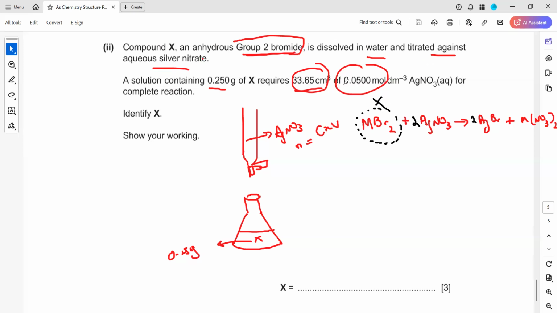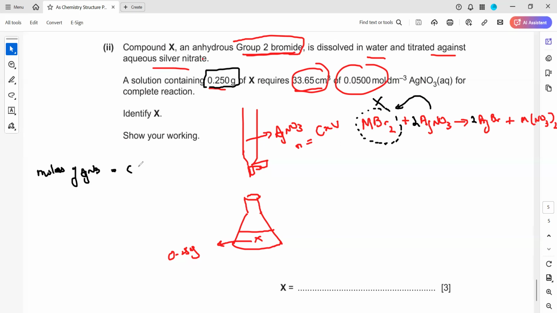Using the concentration and the volume, first we'll find the moles of silver nitrate. After getting the moles of silver nitrate, we'll find the moles of the compound X. From the moles of compound X and its mass in grams, we'll find its molar mass. Because we know the mass of bromine, if we subtract the mass of the two bromines, we'll know the mass of the element M, and from that we can identify the whole compound.